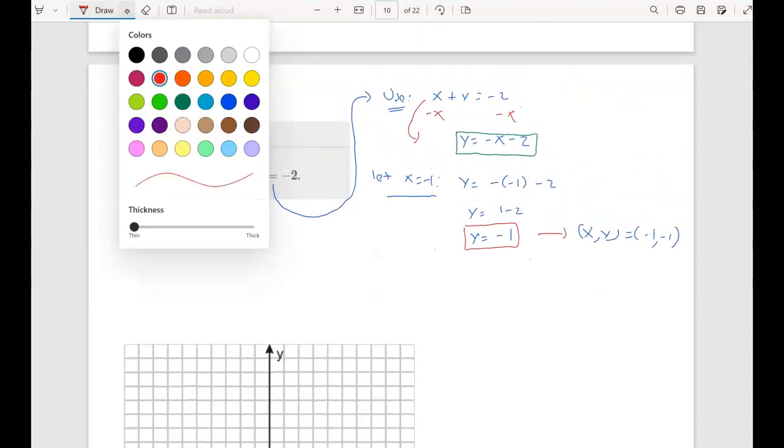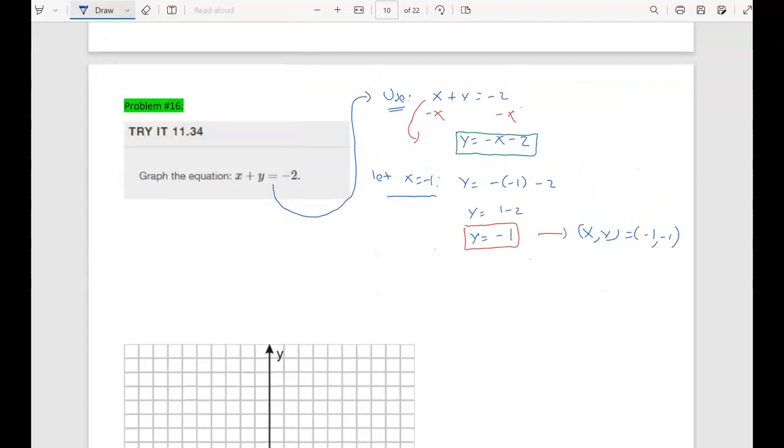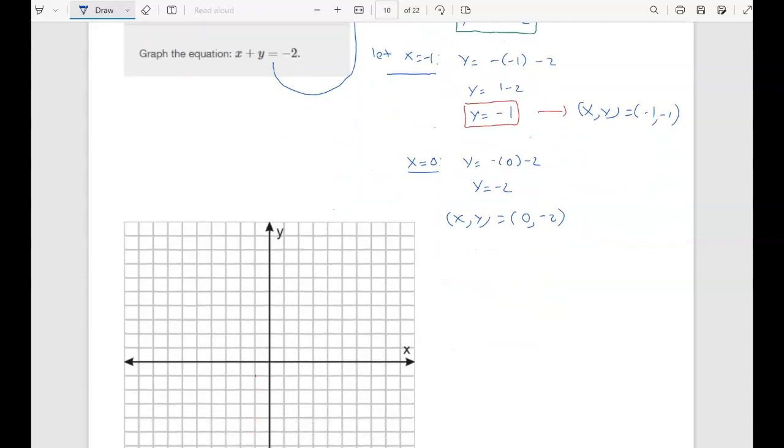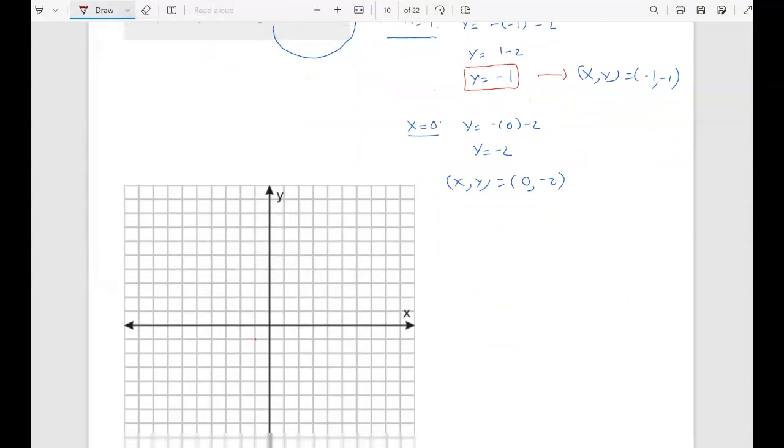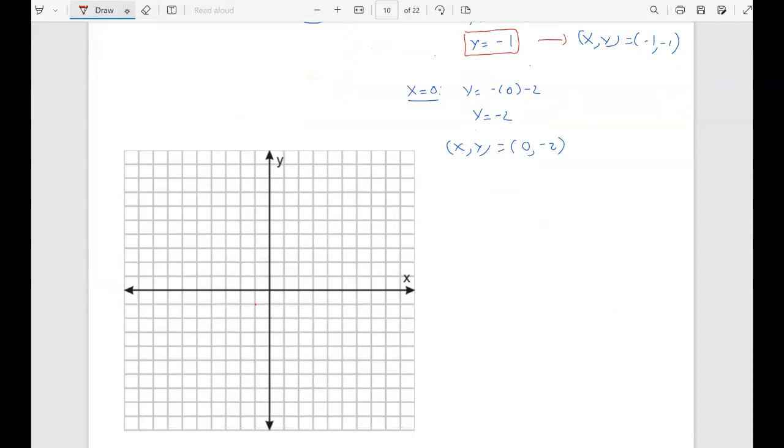Next coordinate point, let me pick 0 since it'll be easy to evaluate. So x is equal to 0. Our y value is -0 minus 2, so y is equal to -2. As an x and a y, this is equal to 0, comma, -2. So we're going to go to this point here.